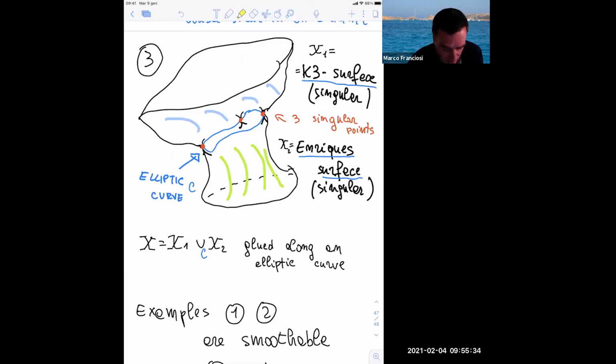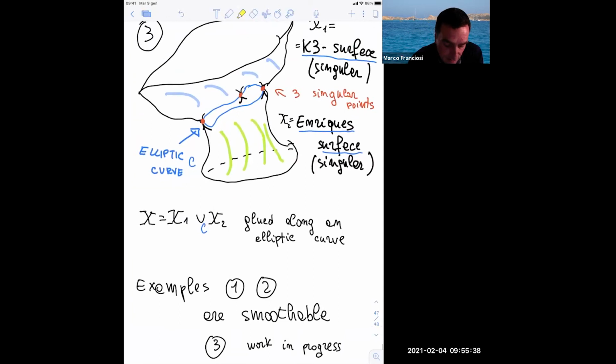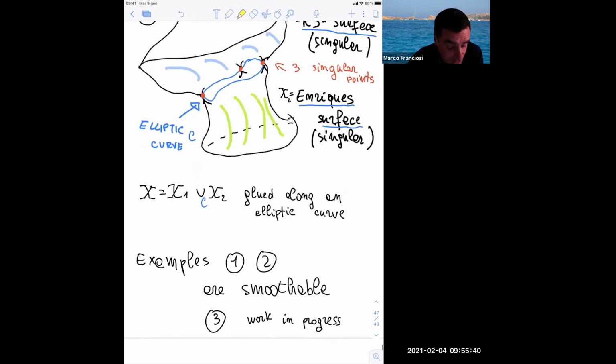And Zonke found a proof showing that also this case is smoothable. But we have to consider the fourth canonical map. Okay, so I think I may stop here, and if you have questions.